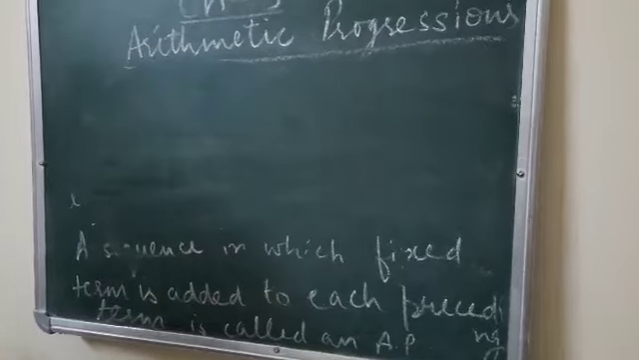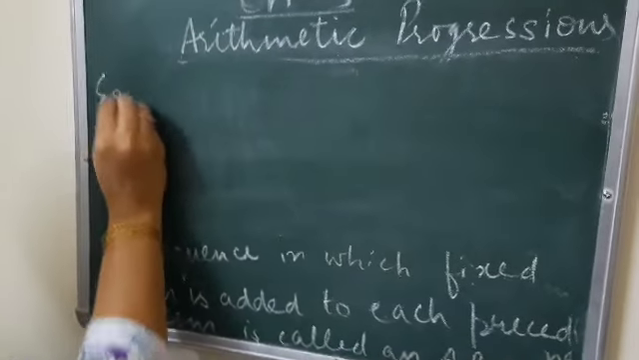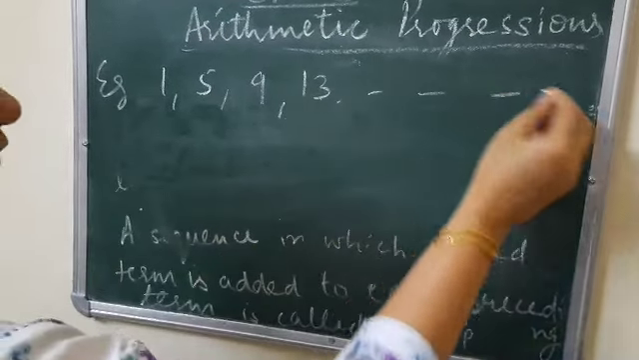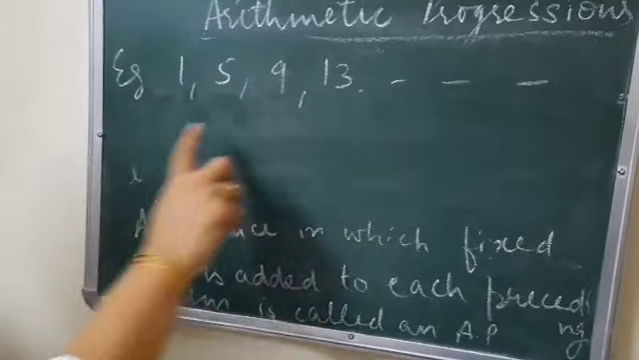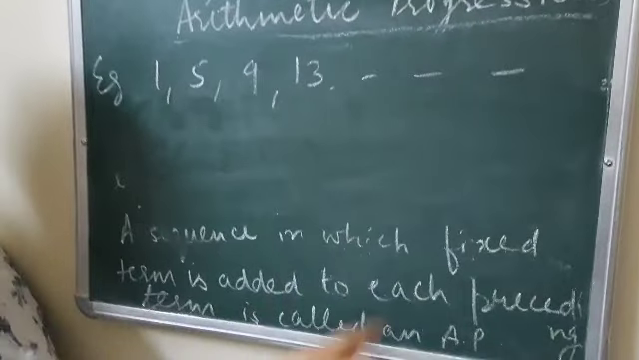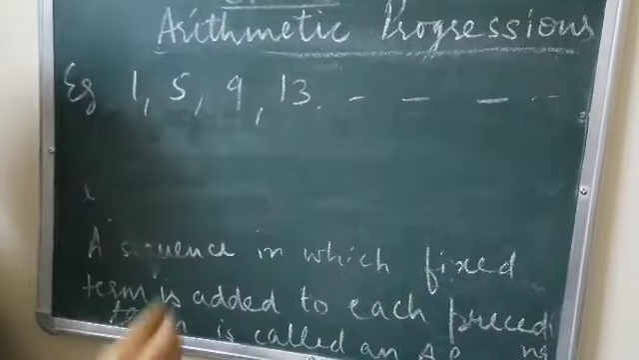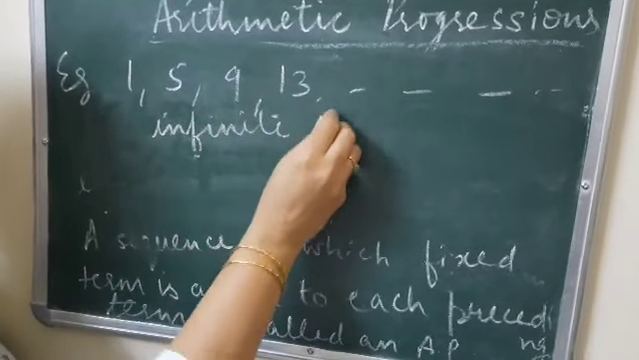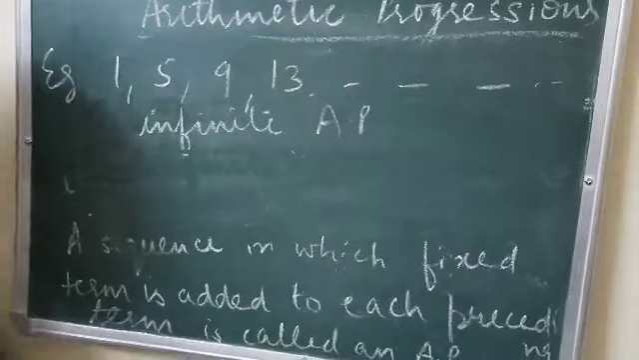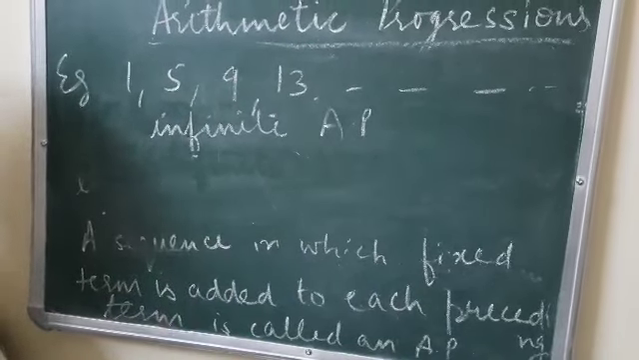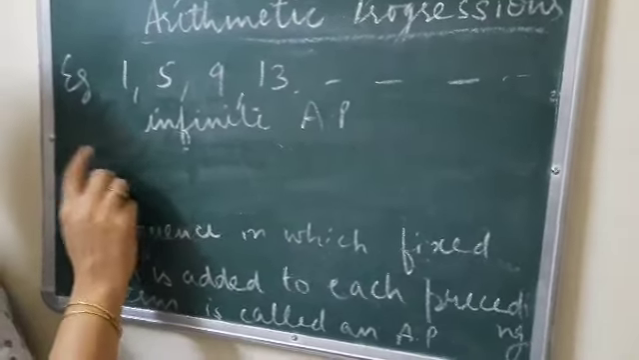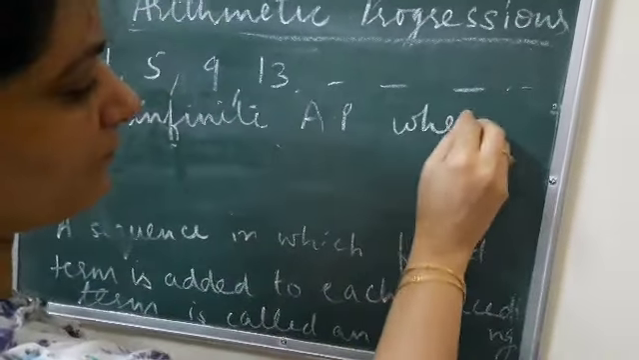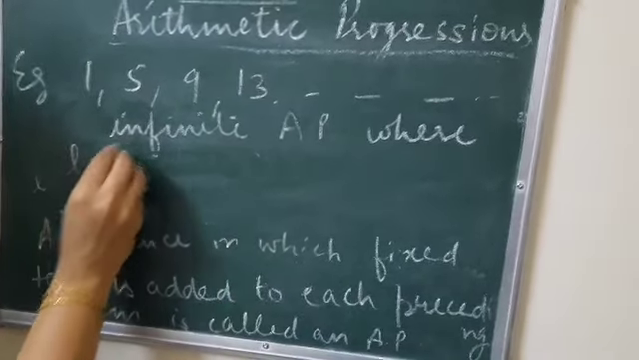So you can take this example. One more example we can give, like 1, 5, 9, 13 and so on. Now this is an example of an infinite AP because the last term I don't know. So this type of AP is called infinite AP. But in your class 10, we are going to study finite AP, where we will be having the last term also, right? So infinite AP is where the last term is unknown.